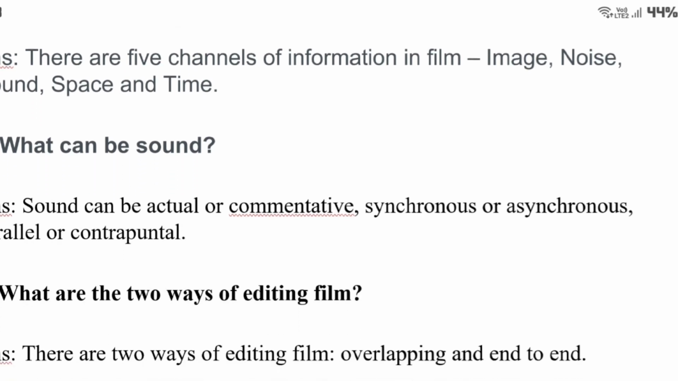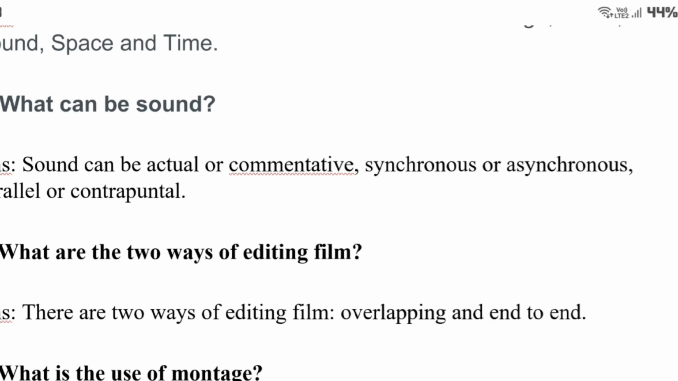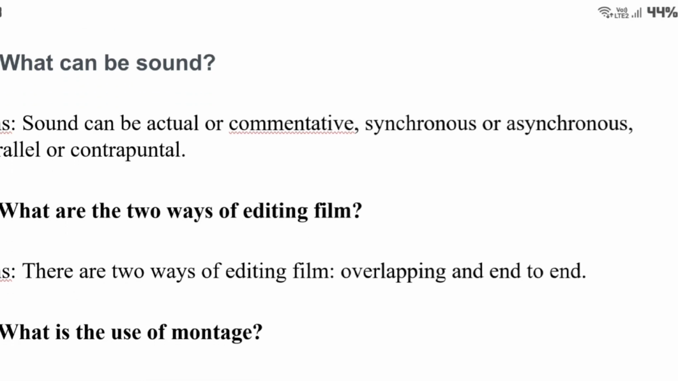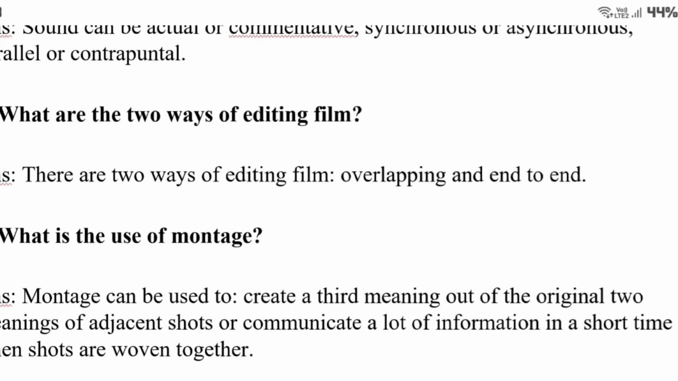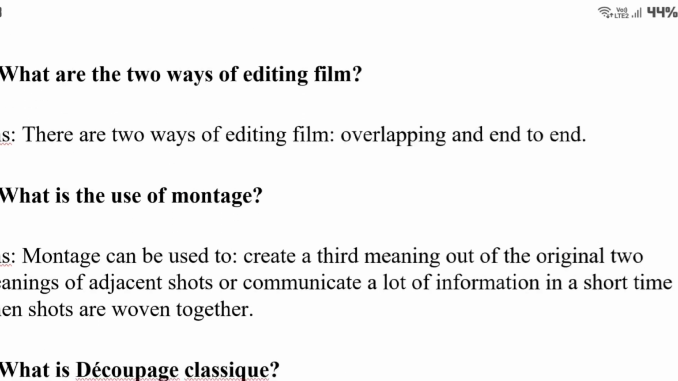Question 4, what are the 2 ways of editing film? There are 2 ways of editing film: overlapping and end to end. What is the use of montage? Montage can be used to create a third meaning out of the original 2 meanings of adjacent shots, or communicate a lot of information in a short time when shots are woven together.